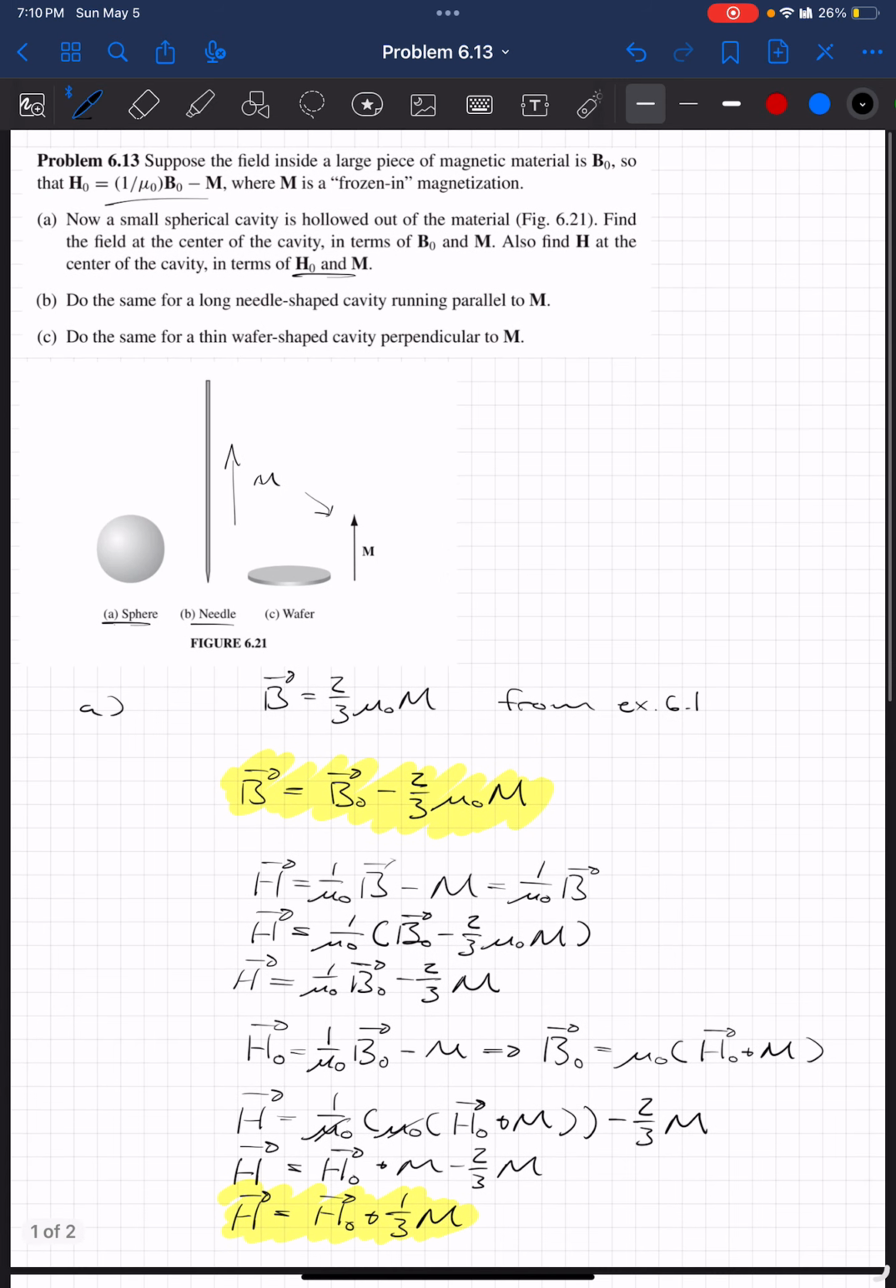Part C of this problem wants us to do the same for a thin wafer-shaped cavity perpendicular to M. So again, this is just another solenoid in the same direction with the same coordinate plane. So again, N is pointing inwards into this. K would be traveling around in the negative phi hat direction. And this would again produce a B moving in the downward direction.